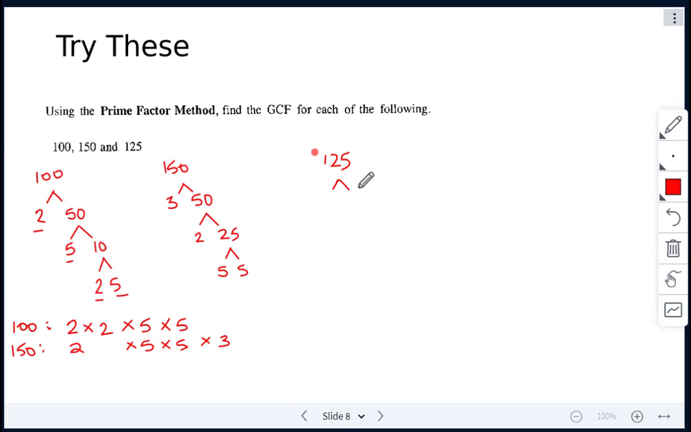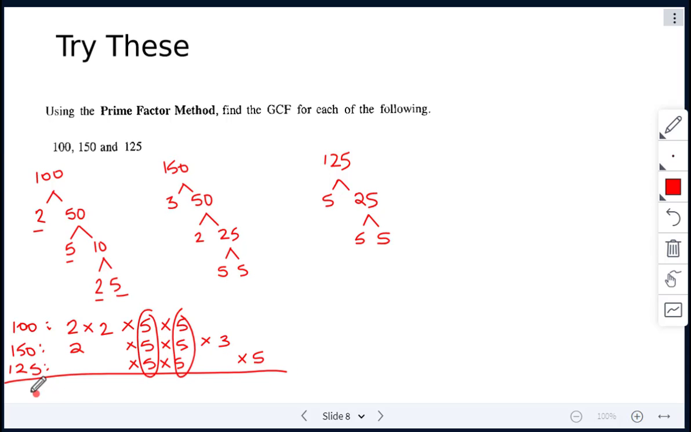Next, let's look at 125. Two numbers that multiply to 125 are 5 and 25, and then two factors of 25 are 5 and 5. So listing that here for 125, we have a 5 times a 5, and then an extra 5 on the outside. Looking at what's common to all three is 5 and 5. So therefore the GCF is 5 times 5, which is equal to 25.